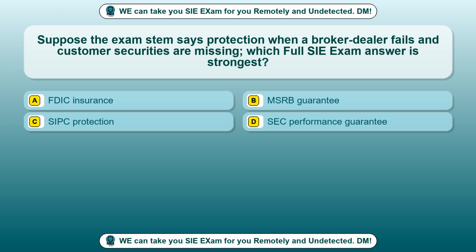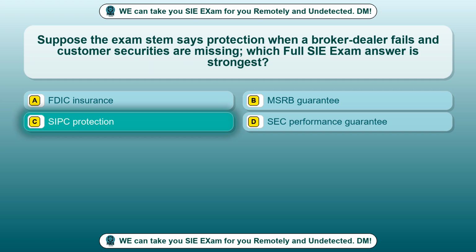Question 17. Suppose the exam stem says protection when a broker-dealer fails and customer securities are missing. Which full SIE exam answer is strongest? Option A, FDIC insurance. Option B, MSRB guarantee. Option C, SIPC protection. Option D, SEC performance guarantee. The correct answer is option C, SIPC protection.